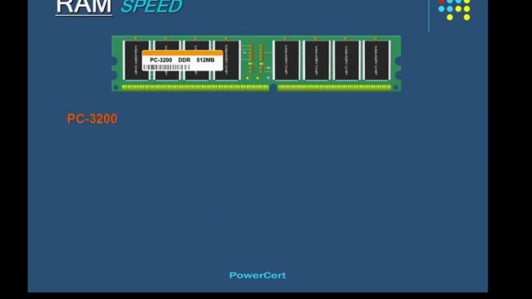Another example is PC3200. PC3200 has a clock speed of 400 megahertz, so 400 times 8 equals 3200, which is where we get the name PC3200.